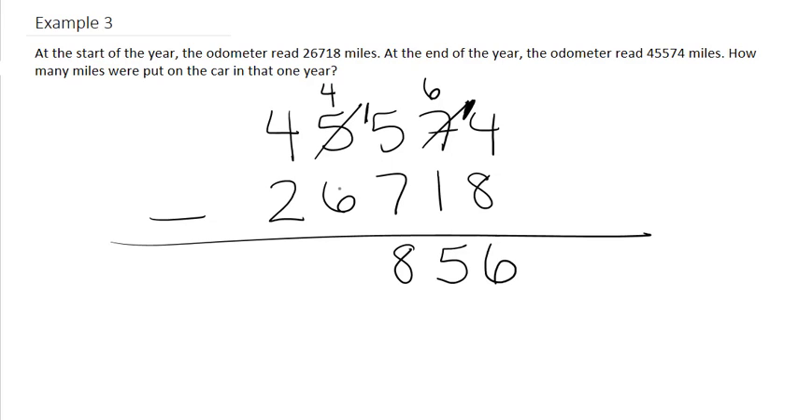Now 4 minus 6 can't be done, so we're also going to need to borrow to the left of it. So this becomes a 3, and then as we borrow a whole 10,000, this becomes essentially 14 to indicate in the thousand spot, so we have 14,000. So 14 minus 6 is equal to 8. And then we have 3 minus 2, which is equal to 1. So the amount of miles that were put on the car was 18,856.